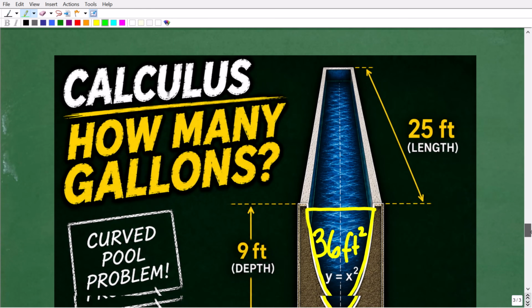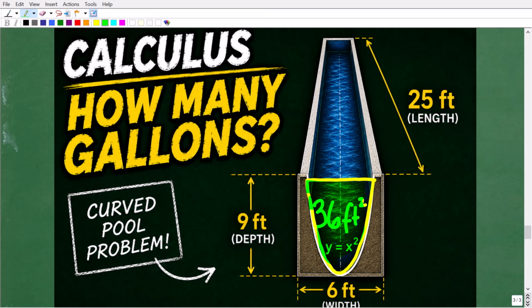Now let's just kind of go back to our original figure here. So what we just did is calculate the area of this cross section of the pool, the end of the pool, and that turned out to be 36 feet squared. So all we have to do to find the volume of the pool is take this area and multiply it by 25. Okay, so let's go ahead and do that now.